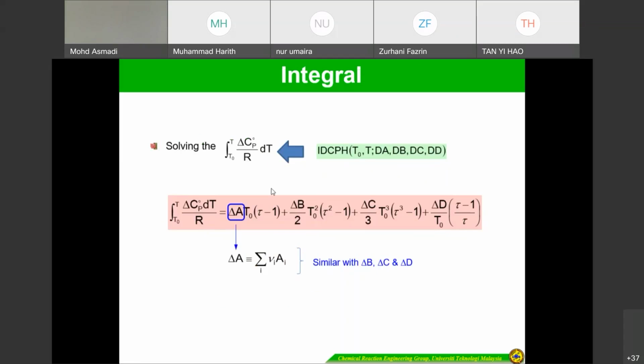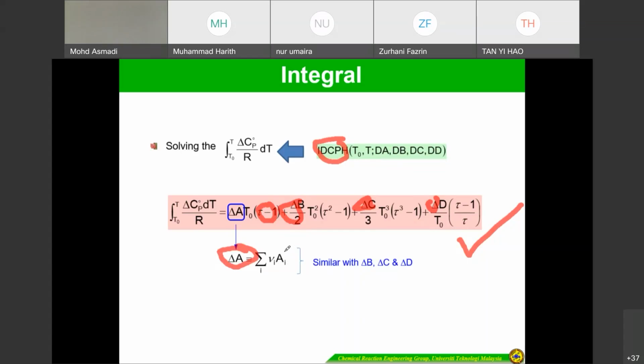If you look here, delta A T naught (tau minus 1), delta B, delta C, and also delta D. This is another very important equation. Generally, we calculate it as integral of delta Cp dT from T naught to T, where delta A, B, C, D are the deltas. This is in mathematical form. So delta S is a summation of the stoichiometry coefficient nu i for each element, reactants and also products, plus the products, A i for each.